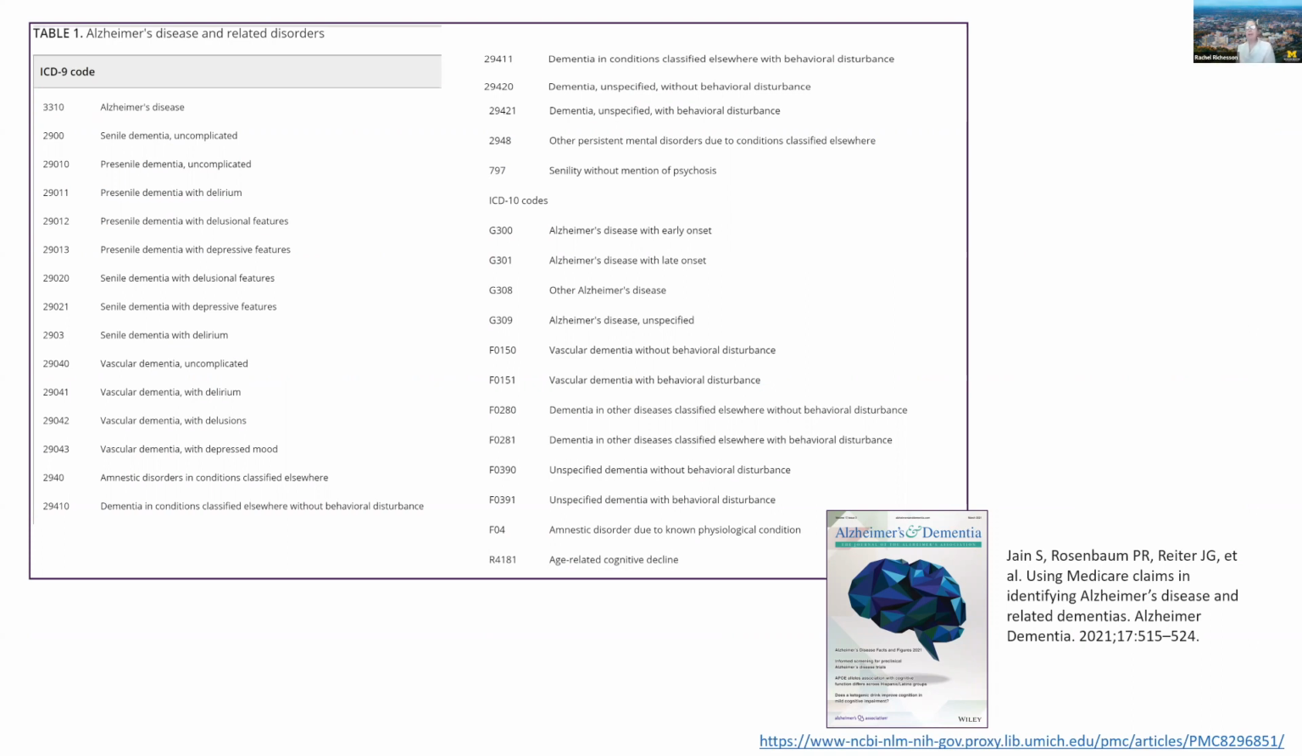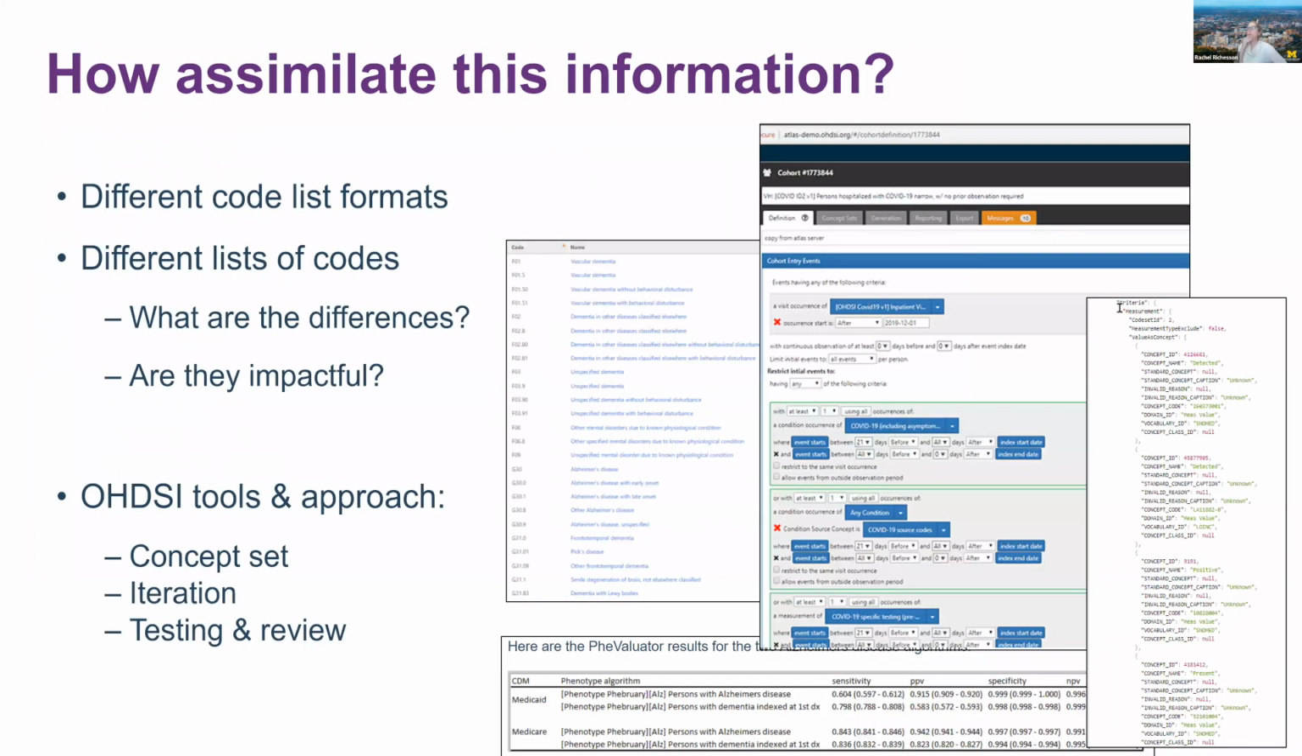And then there's additional information in the text of the paper that might provide information on the definition that's used, but not in any kind of way that's sort of grabbable, if you will. And he ends with this sort of statement, his challenge was, how do you assimilate all this? You do a search, you find different phenotype definitions with different code list formats, different lists of codes. And the questions become, what are the differences between these? And are they impactful? Like, how would you choose one definition over another? And we just don't have a platform or tools for that right now.